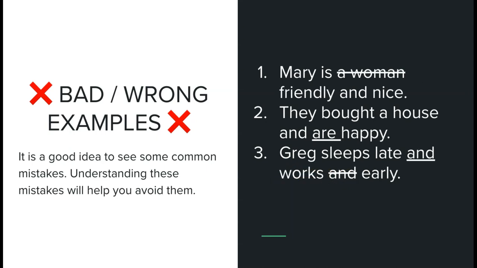Here are some ways that you can correct these mistakes. Mary is friendly and nice. This is good because I have adjective and adjective, same part of speech. Number 2, they bought a house and are happy. I'm using a linking verb before the adjective. So now we are connecting and with the first verb and the second verb. Number 3, Greg sleeps late and works early. Now the conjunction and is in the right place to connect Greg to the first verb and Greg to the second verb. Now this is correct.